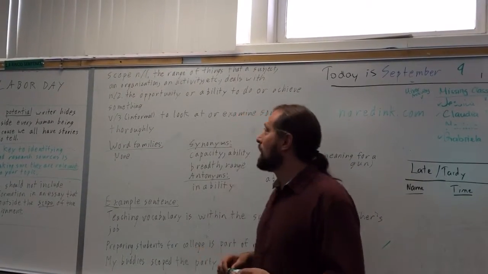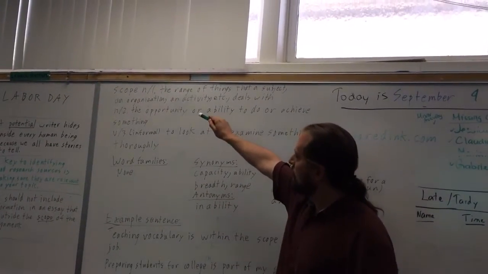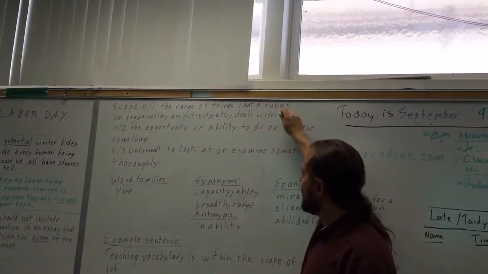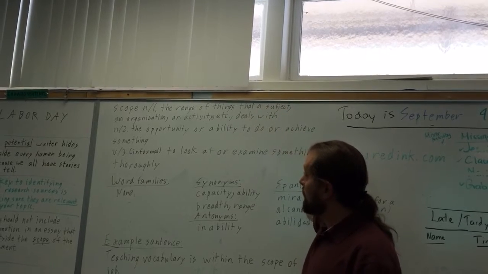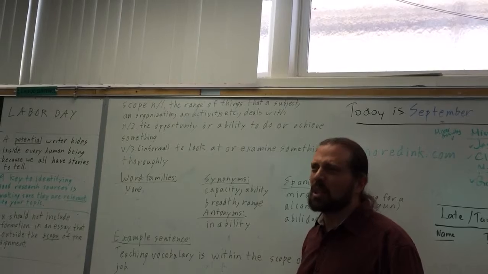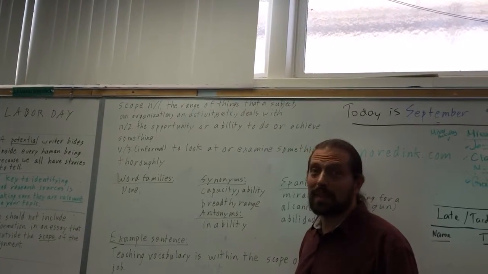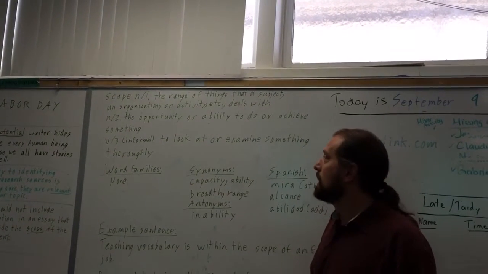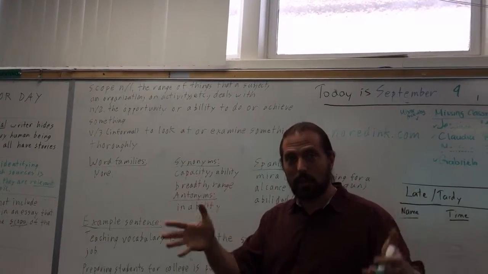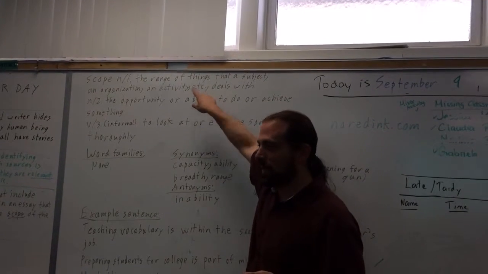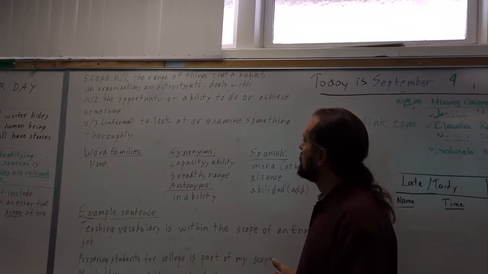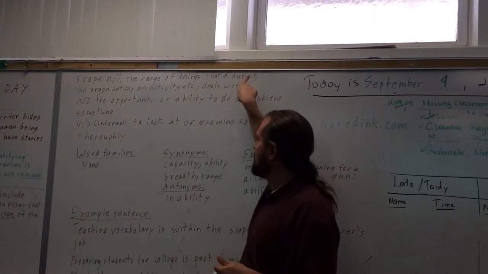So scope can be a noun. I think the most common academic meaning is this one: the range of things that a subject, an organization, an activity, etc. deals with. Or even a person, you could talk about a person's job. That's a common way to use it. Or like an agreement, a document. You can say within the scope of this paper, this document. It could be a person's job or a document. So it's within the range of things that this deals with.